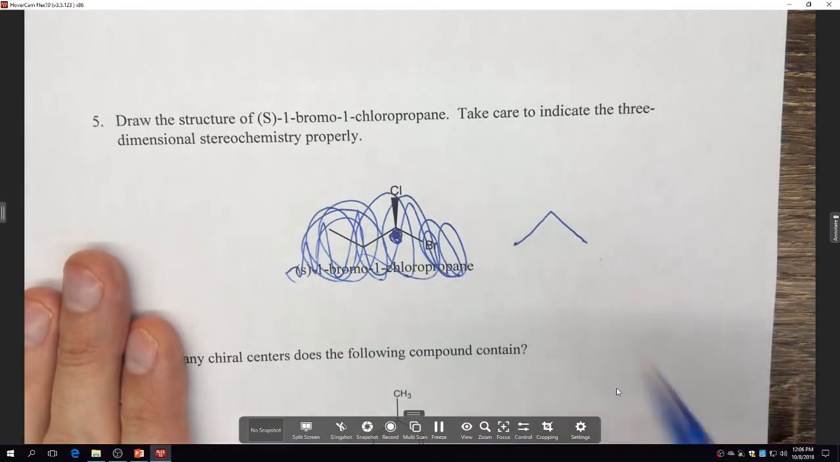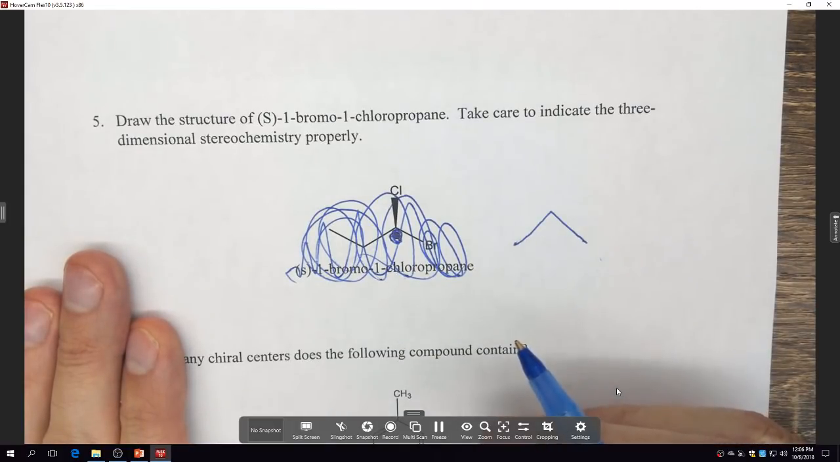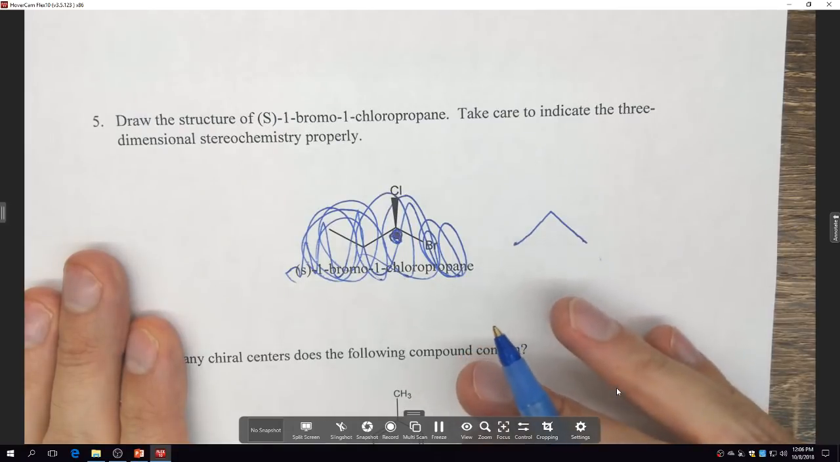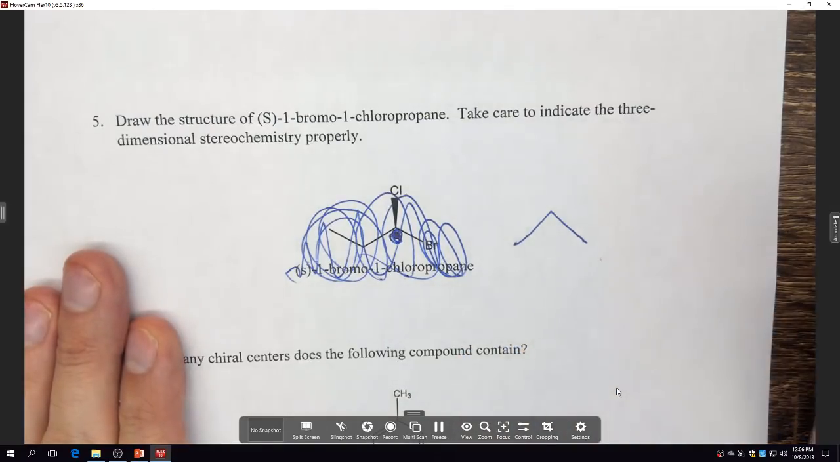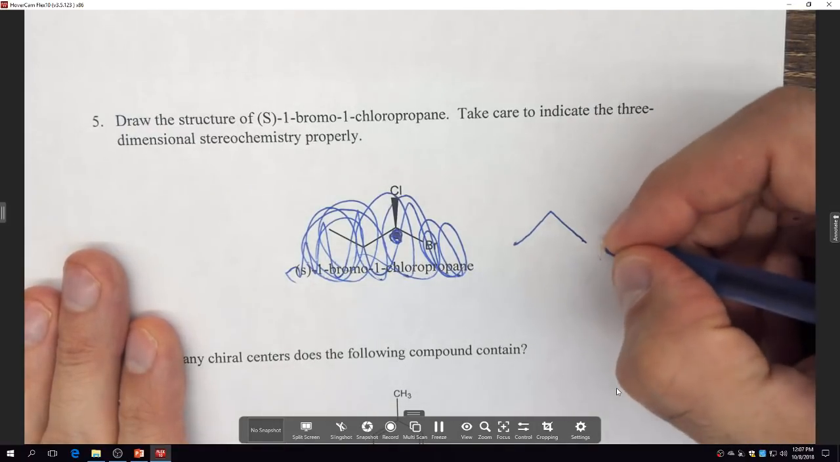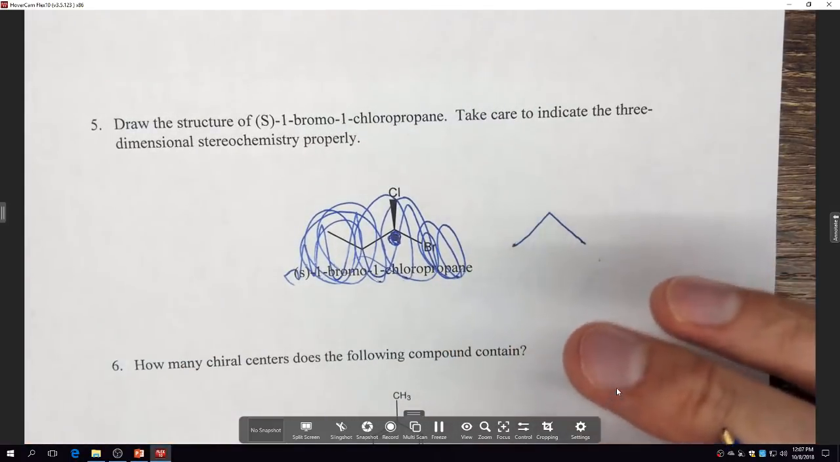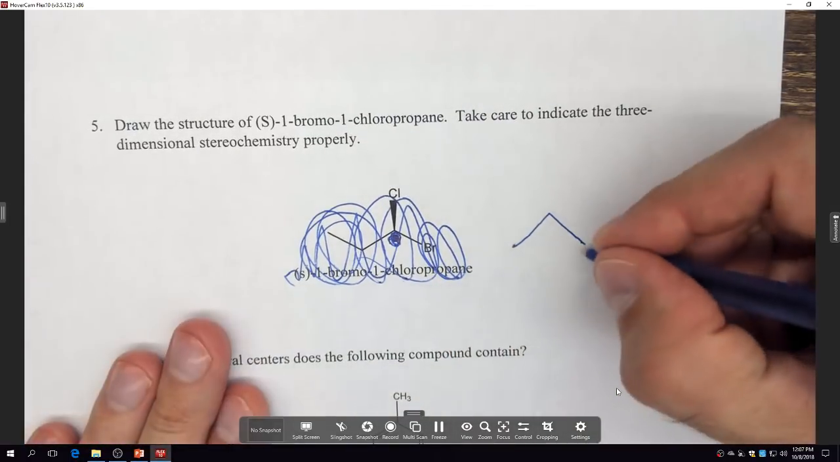To make my life as easy as possible, what group do you think I should put to the back? The hydrogen, because it is the lowest priority group. So I don't want to have to flip it. Why would I do that to myself? I'm going to make my life as easy as possible, so I want to put the hydrogen to the back.